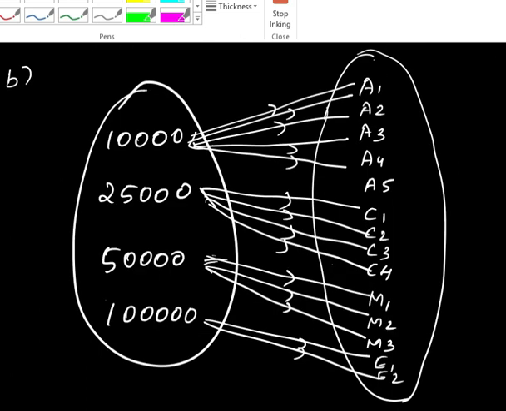And when you are representing in an arrow diagram, the salaries will be on your left side, that is 10,000, 25,000, 50,000 and 1 lakh. And then the employees which they are representing as A1, A2, A3, A4, A5, C1, C2, C3, C4, M1, M2, M3 and E1 and E2, where 10,000 will be marked to the assistants and 25,000 to the clerks, 50,000 to the managers and 1 lakh to the executive officers. So 1 lakh will be marked to executive officers.